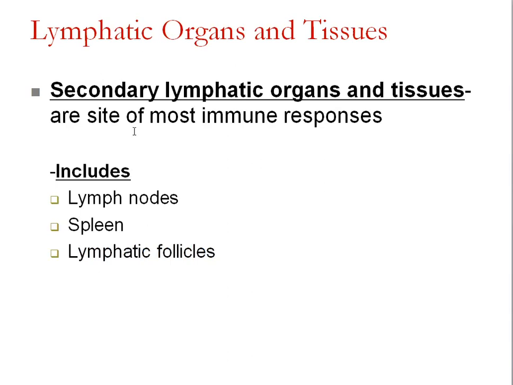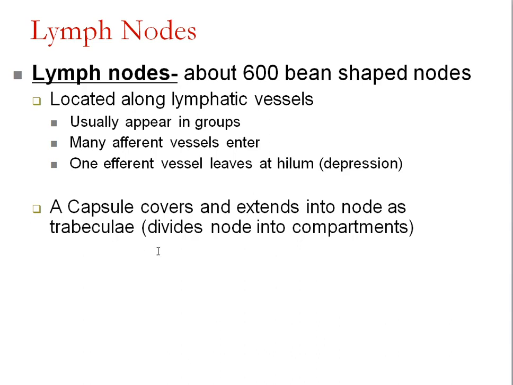All right, our secondary lymphatic organs and tissues are the site of most of our immune responses. With this, we get our lymph nodes, our spleen, and our lymphatic follicles. With our lymph nodes, we get about 600 bean-shaped lymph nodes spread throughout our body. Typically, they're located along the lymphatic vessels because we need to funnel the lymph through them. They often appear in groups. We have lots of afferent vessels leading into the lymph nodes, and then just one or two leading out. So there's lots of ways into a lymph node, but only one or two ways out. In that way, we can direct the lymph out one of these two vessels and make it go through the entire node for cleaning purposes.